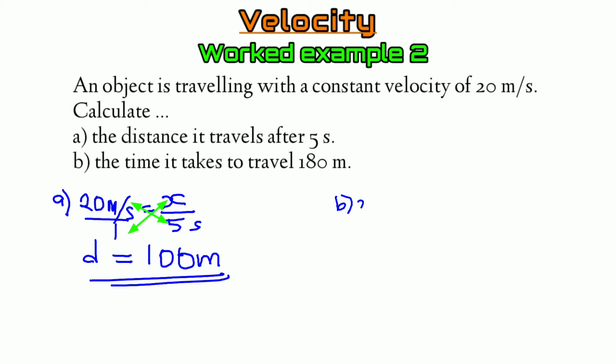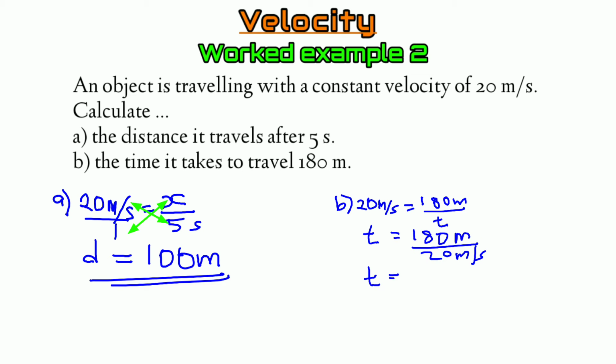In part B, 20 meters per second equals 180 meters divided by t. Rearranging this, we have t equals 180 meters over 20 meters per second. So t equals 9 seconds.